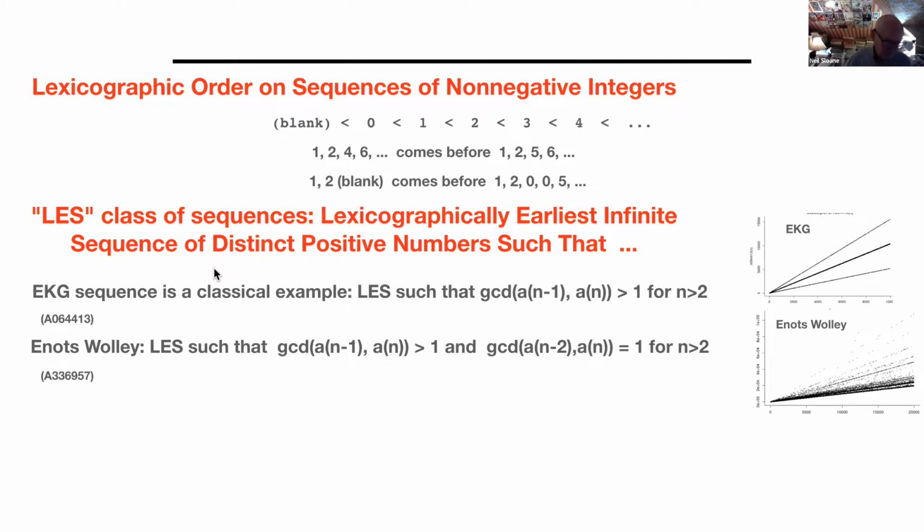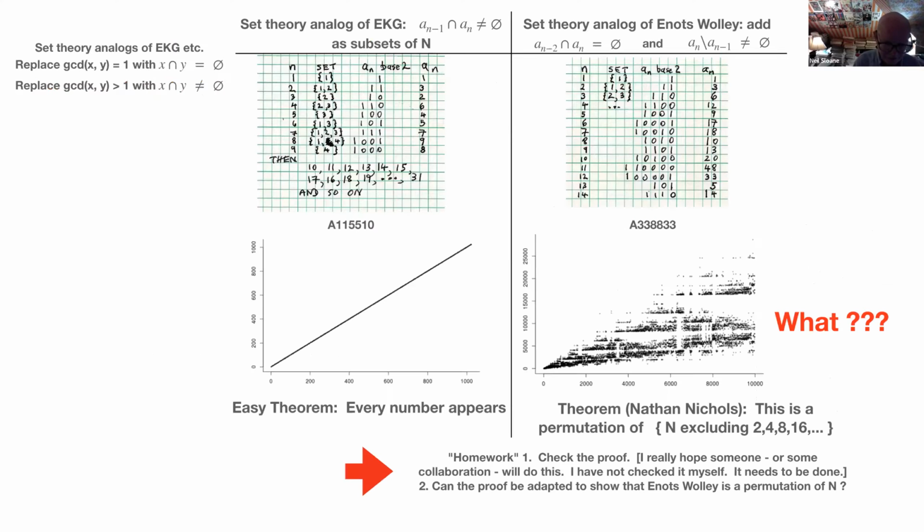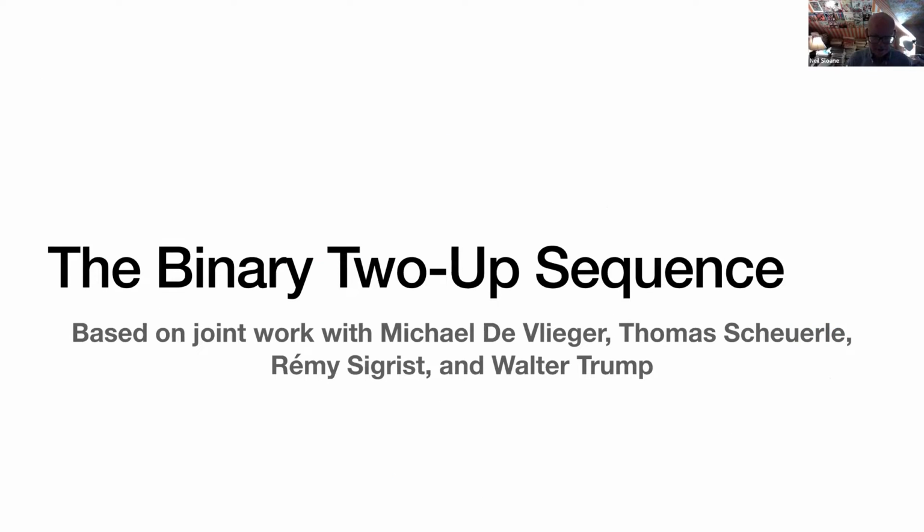The classical example of this is the EKG sequence, where you start off with 1 and 2, and the next term is always the smallest number which has a GCD bigger than 1 with the previous term. And you want the lexicographically earliest sequence with that property. And there are a lot. I have a page or two of them, and there are some mysteries, many mysteries. And the one that we succeeded in analyzing this summer is the binary 2-up sequence. This is joint work with Michael de Vlieger, Thomas Scheuler, Rémy Sigrist, and Walter Trump. And the paper is just finished. It's just appeared on the arXiv.